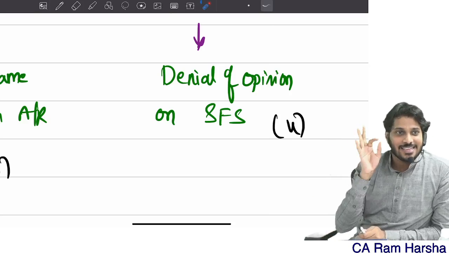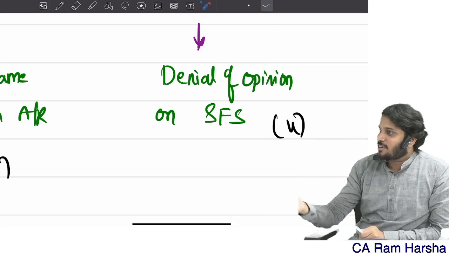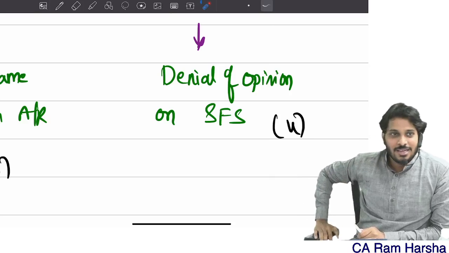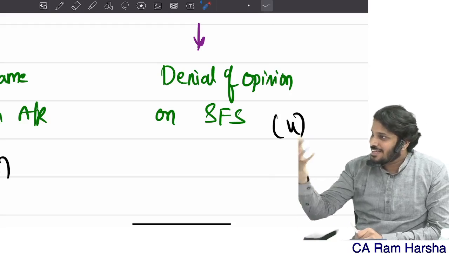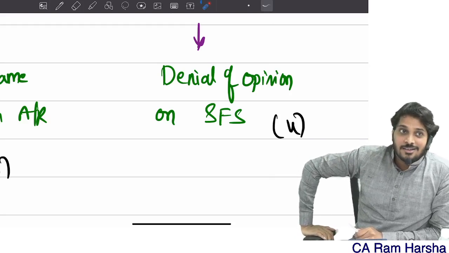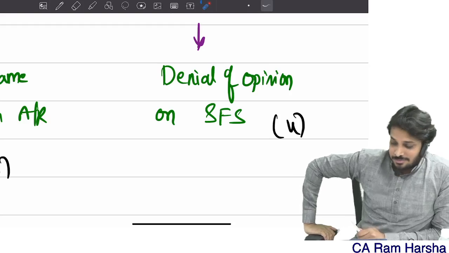Exactly this said. Exactly. Better don't give opinion because both are not true and fair. I know it's a fair summary. Both are not true and fair. So don't give any opinion on that. Clear? All of you.